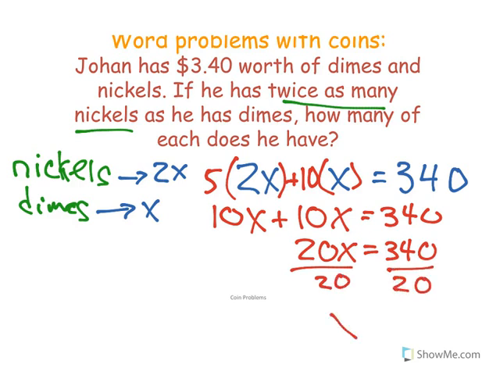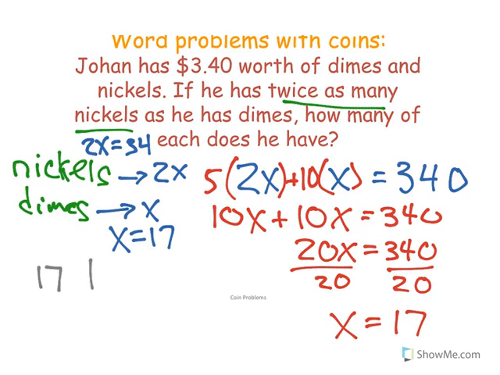So when I solve for x, I'm going to get x is equal to 17. So if I go back here, my number of dimes is x equals 17. My number of nickels is 2x. Well, 2x is 2 times 17, which is 34. Let's answer the question. Okay, how many of each of the coins? He's got 17 dimes and he's got 34 nickels.